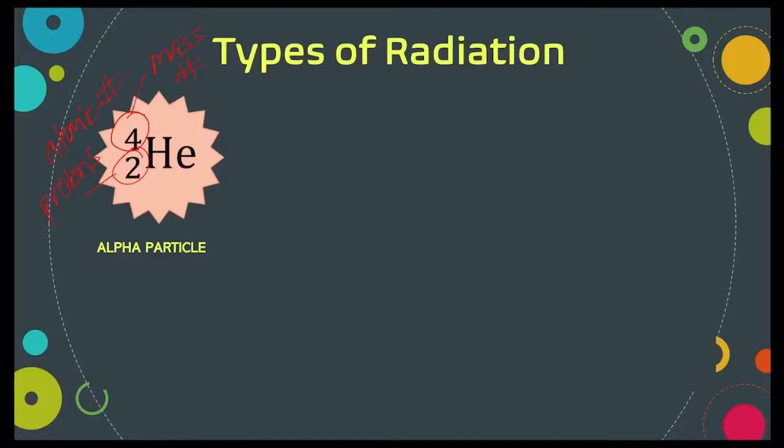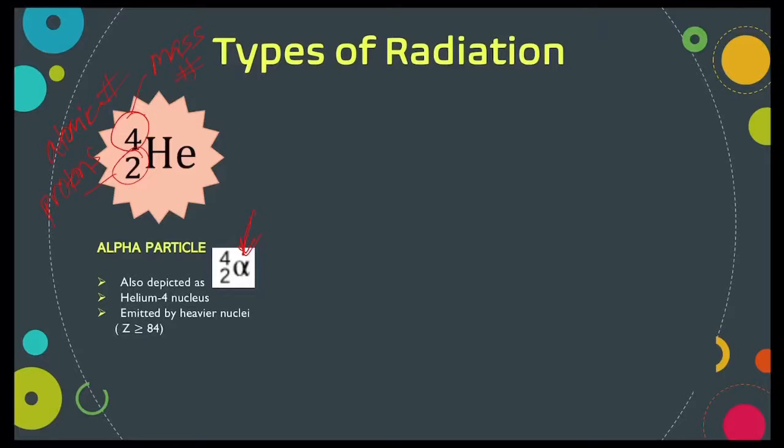The alpha particle can also be represented as the symbol alpha. Alpha is a Greek letter, so this little fish-looking letter looks like a fish. That's the alpha symbol, and you can see the mass number and the atomic number at the bottom are the same. So we also call the alpha particle a helium-4 nucleus.